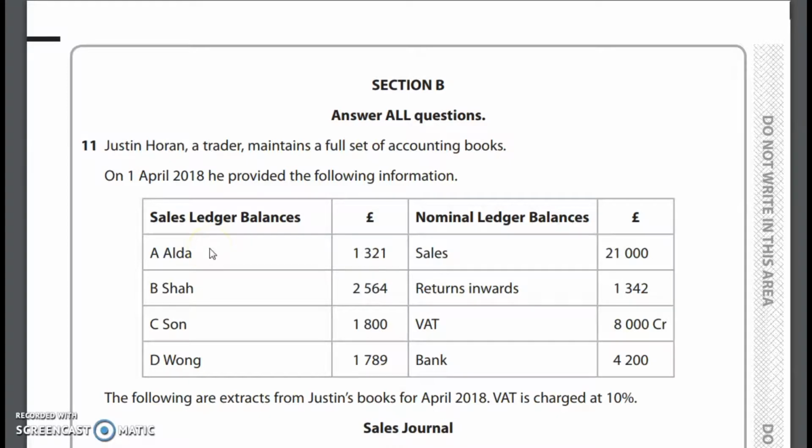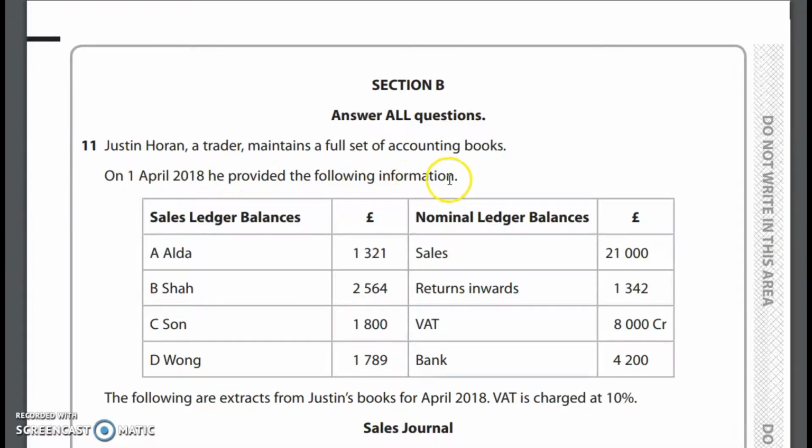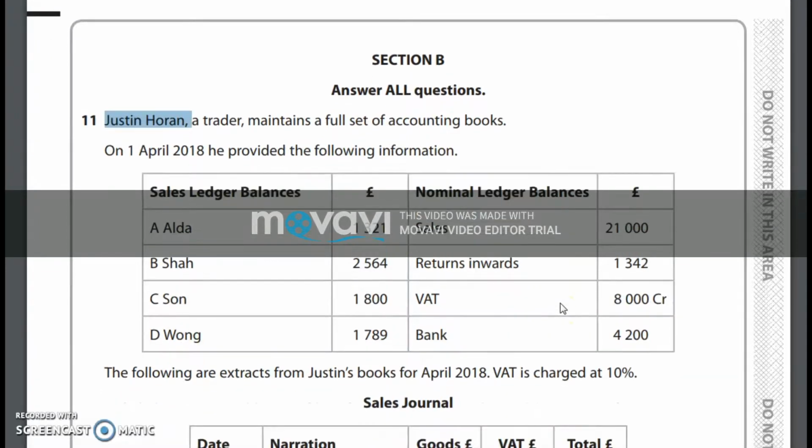Considering section B of the 2018 June paper, question number 11, it says, Justin Horan, a trader, maintains a full set of accounting books. On 1st of April, he provided the following information. So according to this question, Justin Horan is the owner of the business, and on the 1st of April 2018, these are the balances that are available.